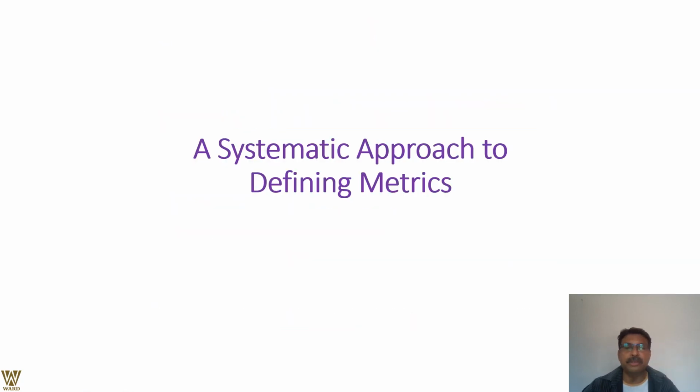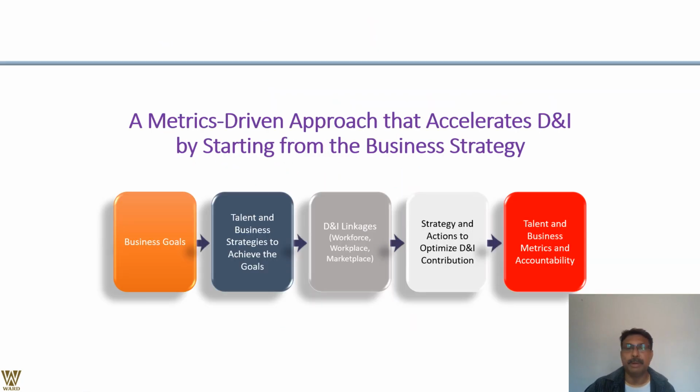Let me give you a systematic approach to defining the metrics. It starts right at the business goals. So you have your objective in mind. Based on your objective, will you source talent, appoint people, look for technological interventions, look for process interventions, as in the business strategy to achieve your goal, right? And that is what we are looking at here.